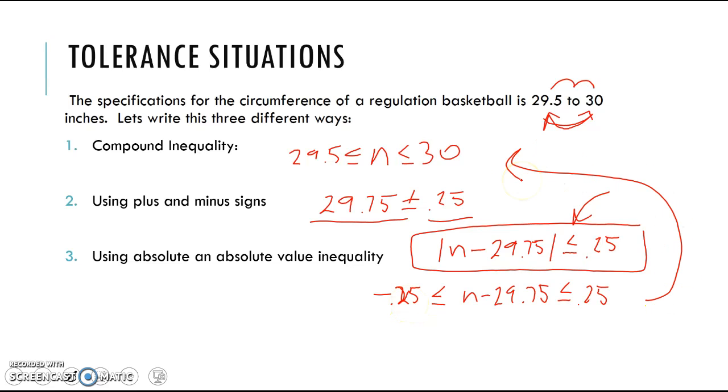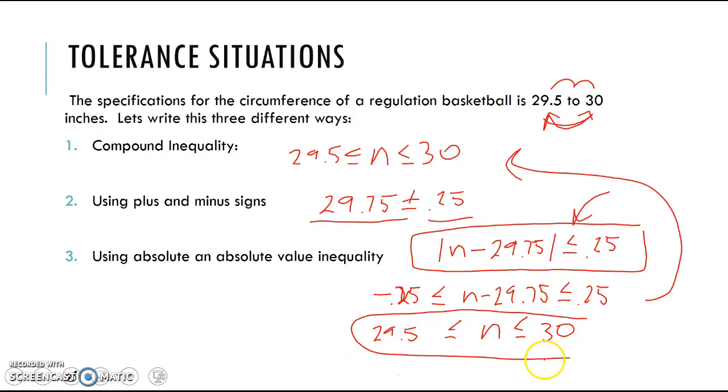And so if I write it like this and I solve this, what I'm going to end up with is my compound inequality. I'm going to add 29.75 to all 3 sides. The middle, the 29.75, will just cancel out. If I take 29.75 plus negative 0.25, well, then I'm at 29.5. And if I take 0.25 plus 29.75, well, then I'm at 30. So you can see that these 2 things mean the exact same thing. We're just writing it as a compound or as an absolute value inequality.